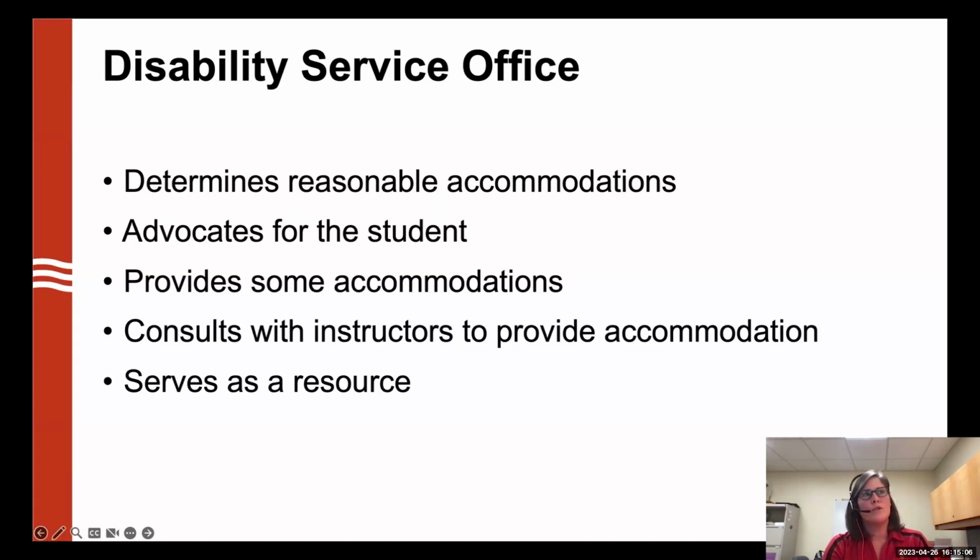And then we also serve as a resource. So we do connect students with other helpful places and resources on campus, and even resources throughout the community.